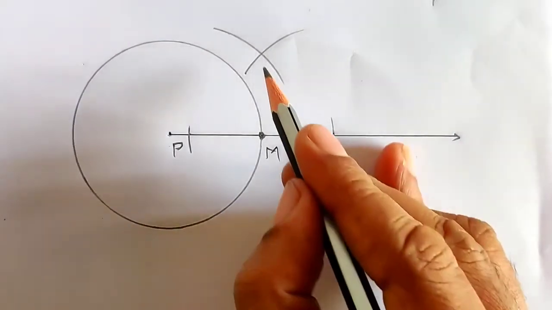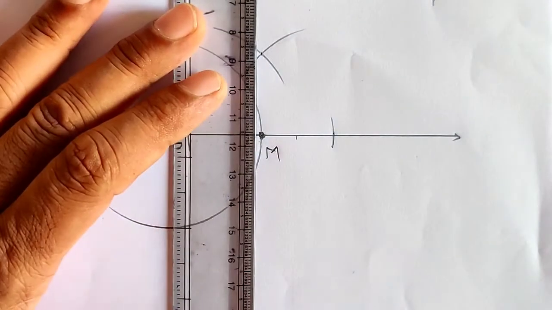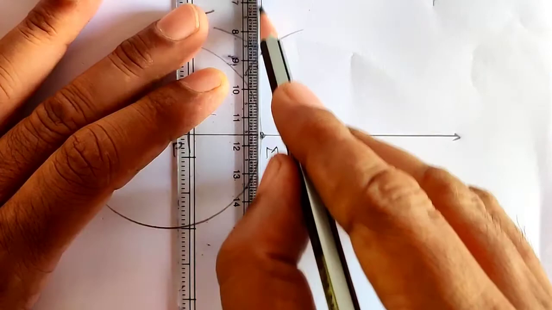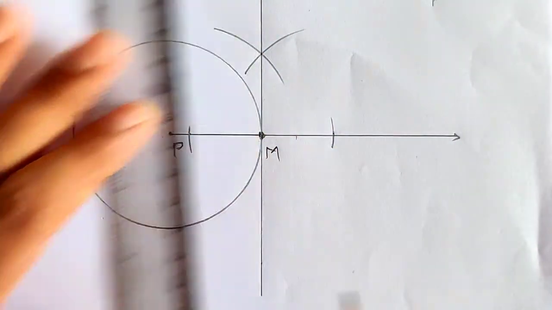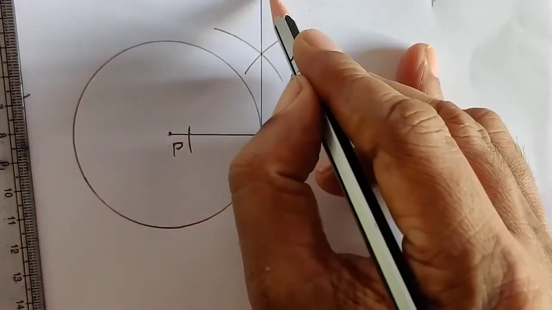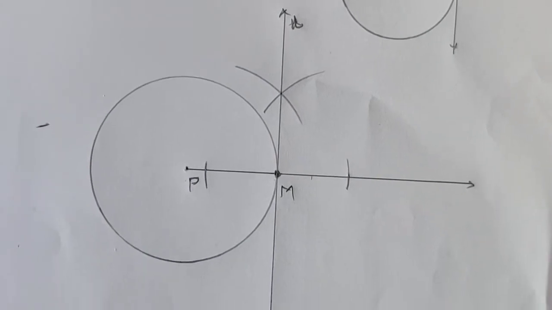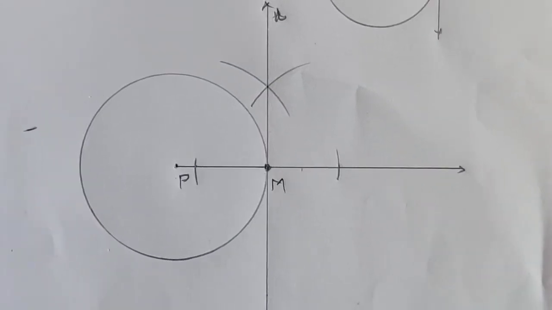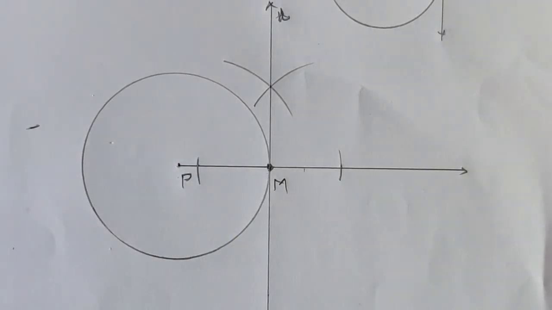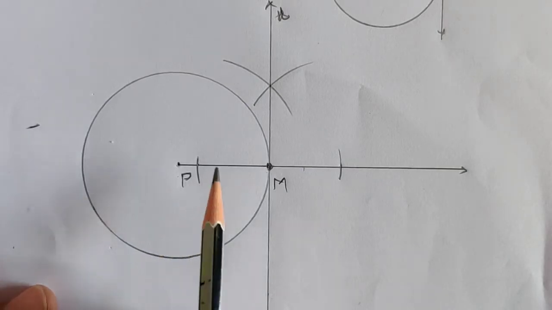Now the point of intersection of these two arcs is one point and M is the other point. Draw a line passing through these 2 points. We get a line, a tangent to the circle. Let it be line L. So here line L is a tangent to the circle. In this way we can easily construct a tangent to the circle if the point is on the circle, using center. So here again I am revising.